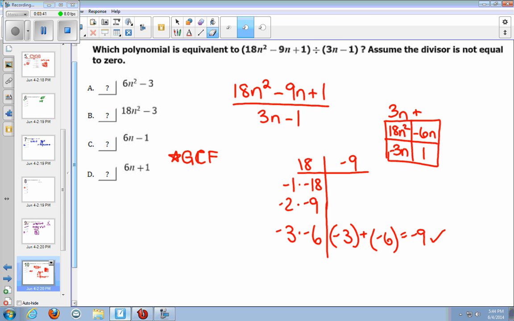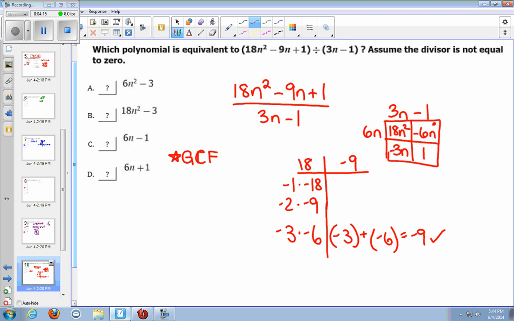But be careful, I just made a small error here. The number in this box in the corner is negative, so I want to make sure that what I take out is negative. So I have 3n minus 1. Okay, go into the first row, 18n squared and negative 6n. The greatest common factor of that is going to be a 6 and an n. If you ever need to check yourself, multiply your lengths and your widths. 6n times 3n does give you the area 18n squared.